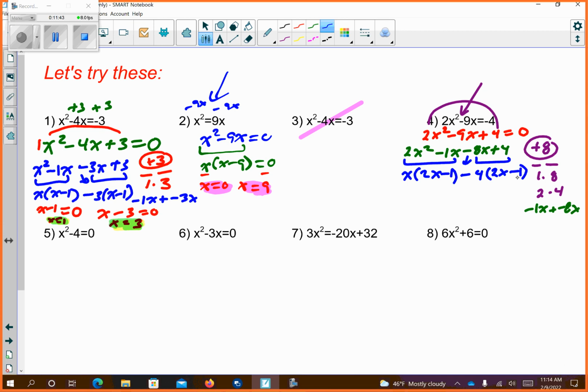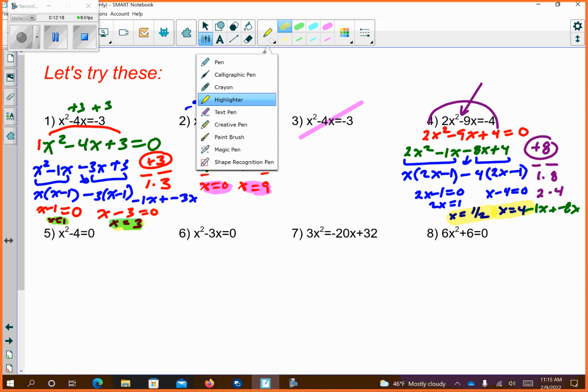I have 2x minus 1 in both. So I'm going to say 2x minus 1 equals 0. And what's the other one? x minus 4 equals 0. Good. All right, so add 1 to both sides. Divide by 2. Add 4 to both sides. Friends, those are our only 2 solutions. Whoo, I'm feeling pretty good about myself.